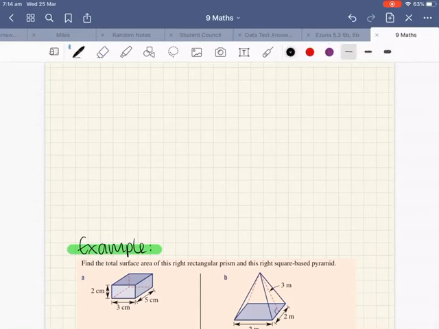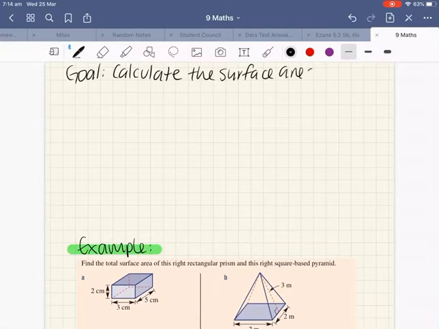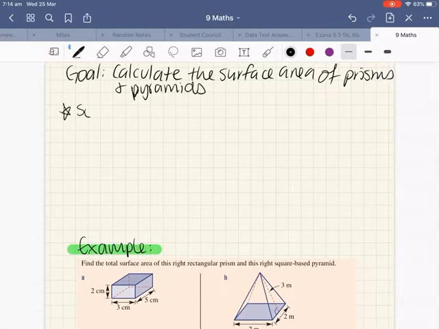Hi everyone, today we're going to be learning about surface area of prisms and pyramids. Our goal today is to calculate the surface area of prisms and pyramids, with a title in our theory books of surface area.